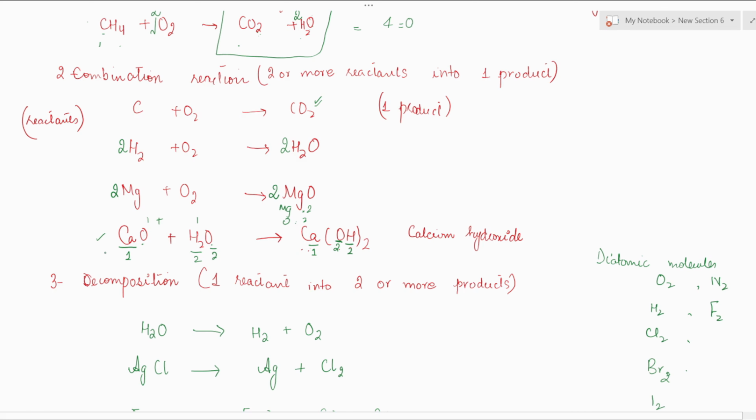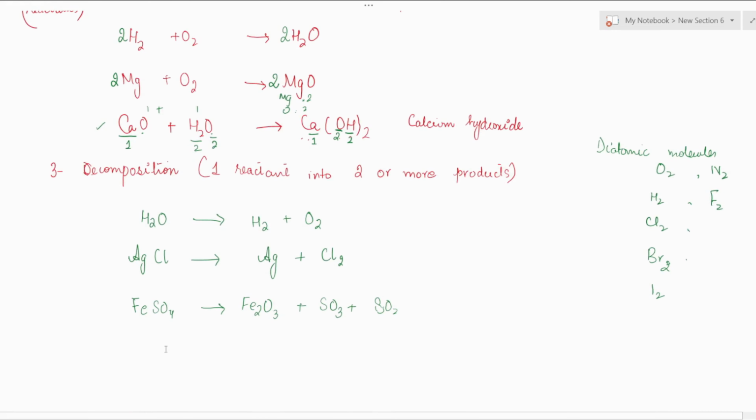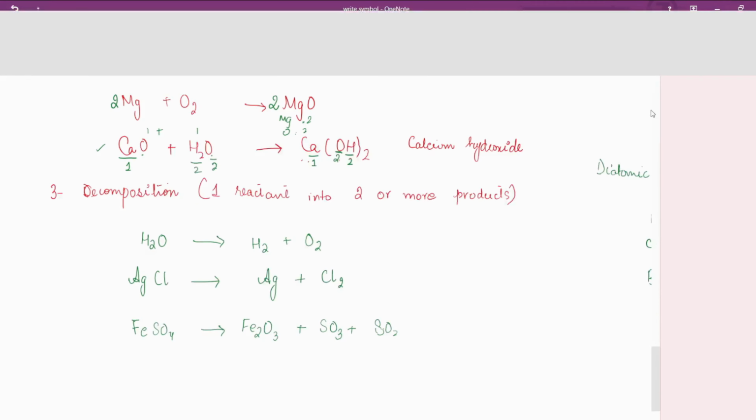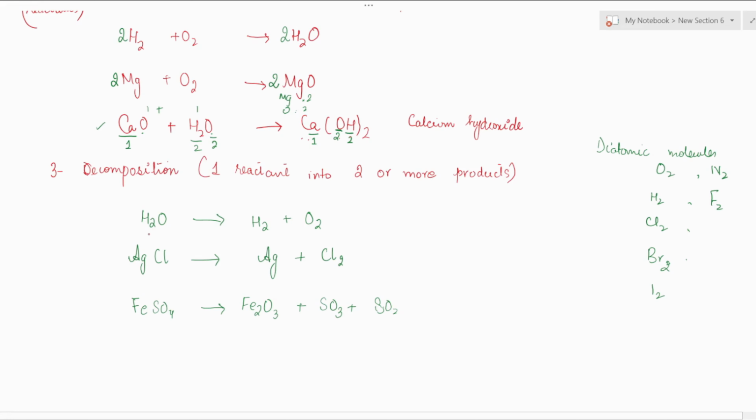Done? Okay. Now let's move to the decomposition one. Let's balance it. The first one, we have two hydrogen here and two hydrogen here. Balanced. We have one hydrogen here but two here. Let's put two over here. Then we put a two over here. So we have four hydrogen and four hydrogen, and there are two oxygen and two oxygen. Balanced?